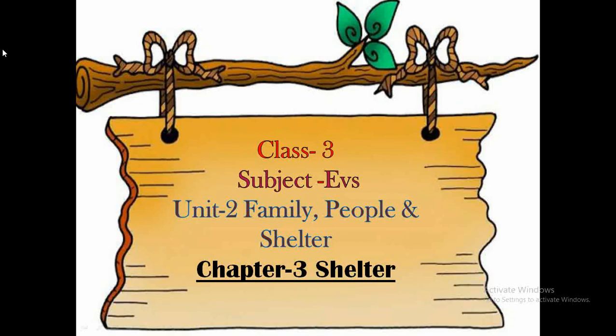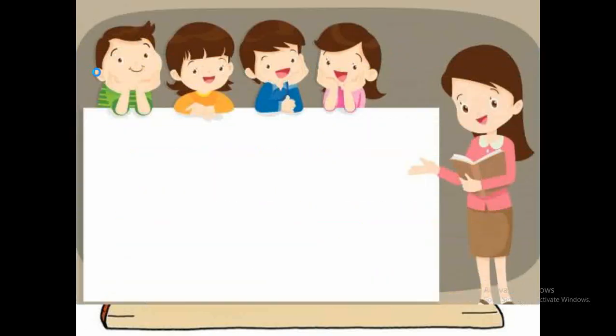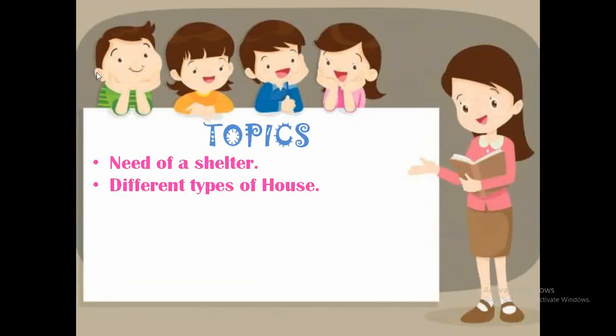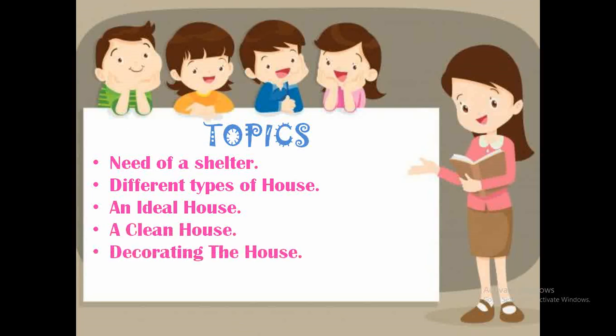Today in my video I will be teaching you chapter 3 from your EVS book, that is Shelter. In this video we will go through different topics, children. For example, need of a shelter, different types of house, an ideal house, a clean house, and last but not the least, decorating the house.